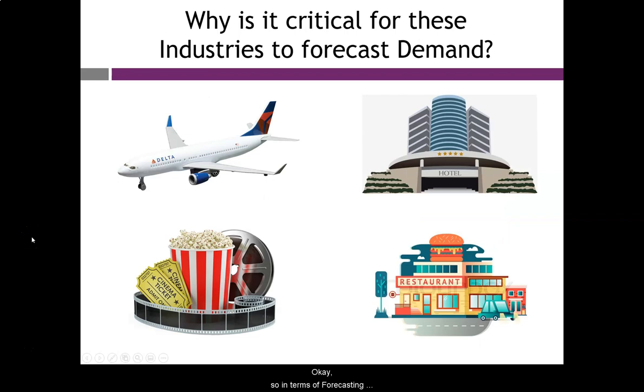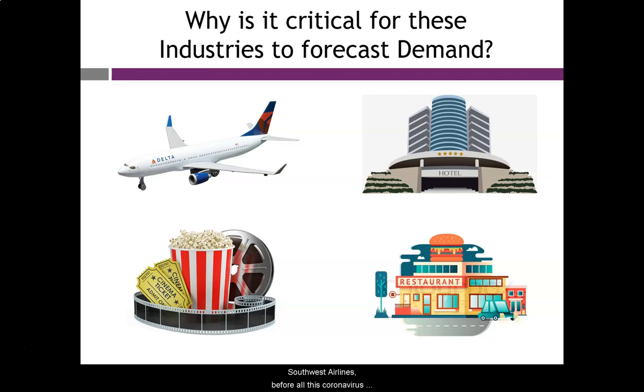Okay, so in terms of forecasting demand, while it's important for all industries, it's particularly important in some, and let's talk about those. Airlines. Why is it particularly important for them? Well, you can't resell an empty seat, right? Once that plane takes off, that's it. That plane is gone and you cannot sell that seat after that.